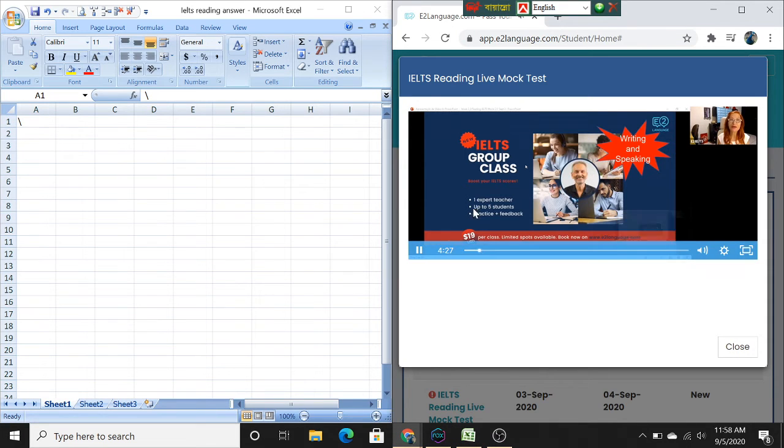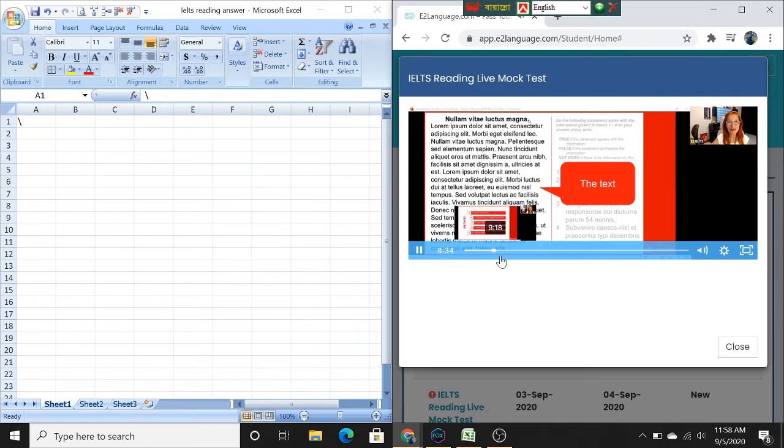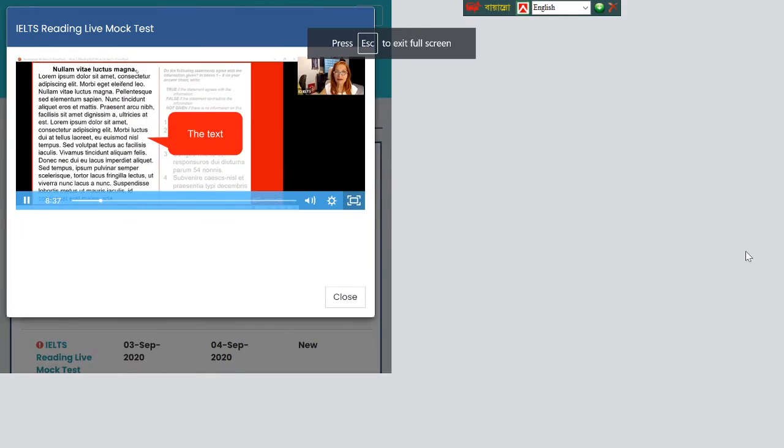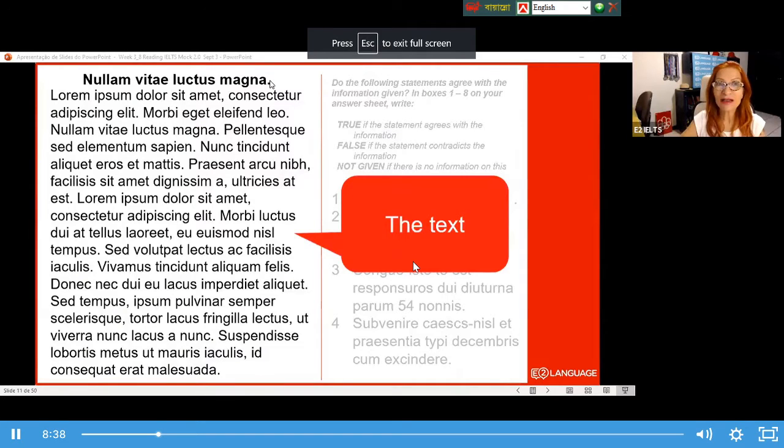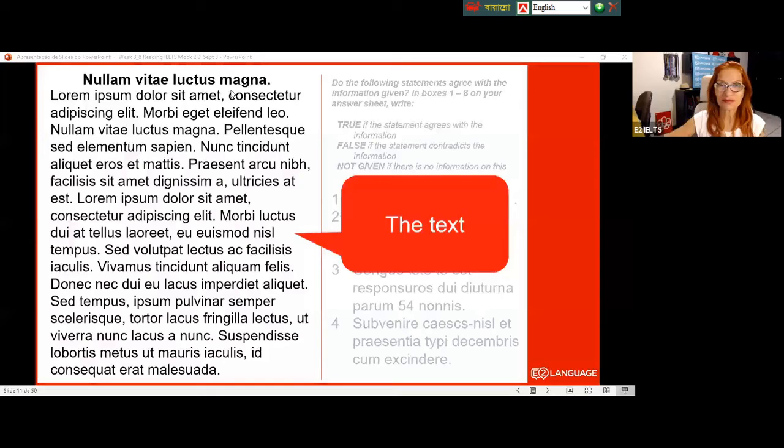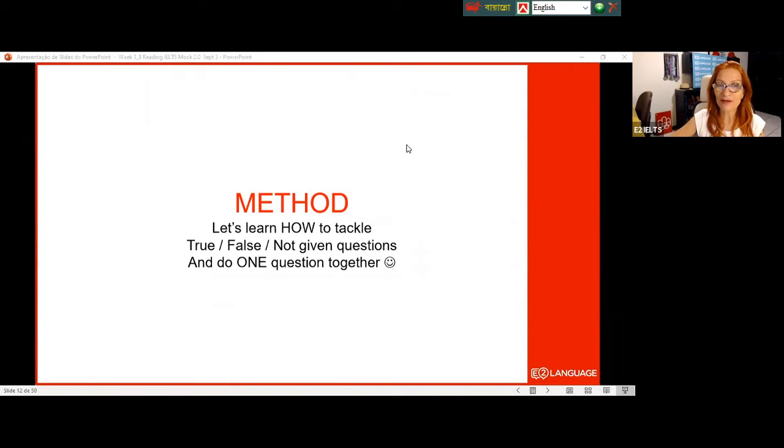The methods. We don't go into details, okay? For the reader to read. So most of the time it will have significant and important information about what the text will develop. The method. Let's tackle true, false, not given.